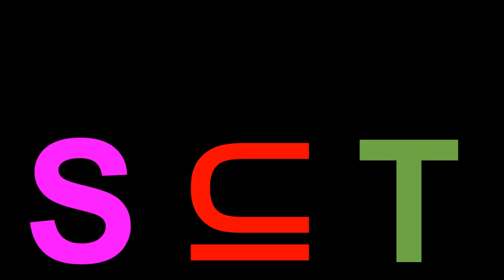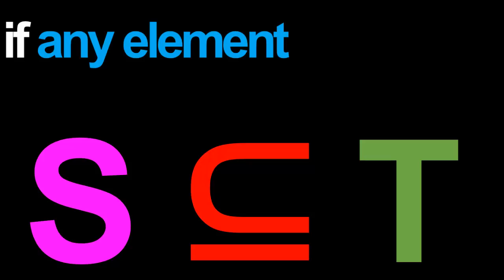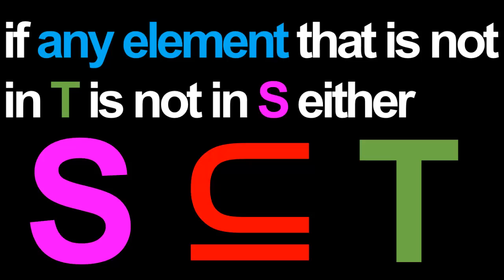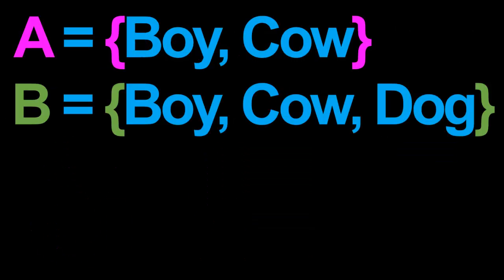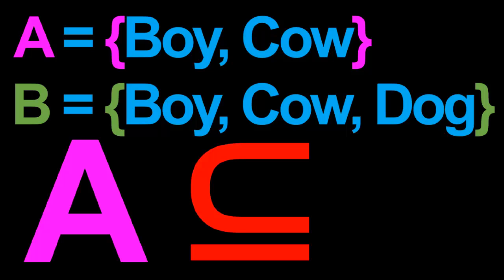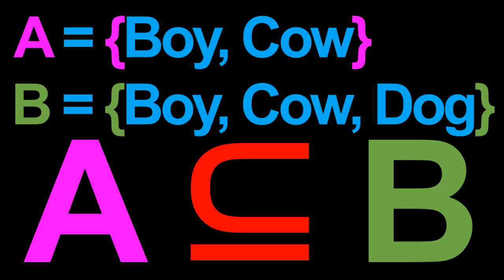Now, the definition which we just gave is actually entirely equivalent to the following definition. We say that the set S is a subset of the set T if any element that is not in T is also not in S either. So if we apply this alternative definition to the example we just gave, we see that A is indeed a subset of the set B because any element that is not in B is not in A either.